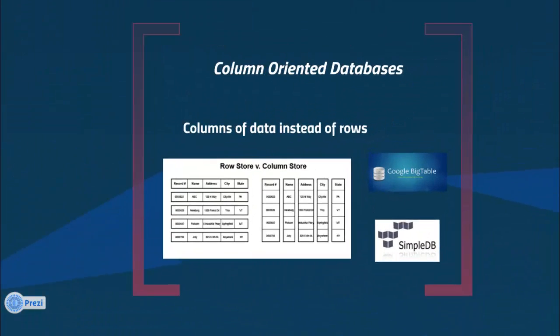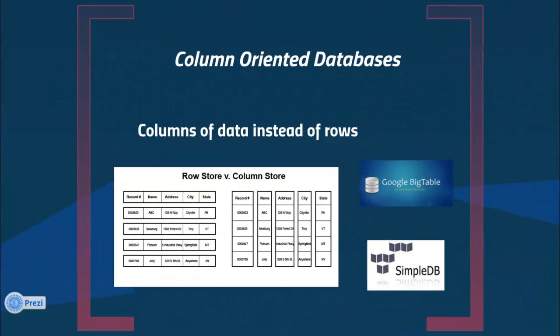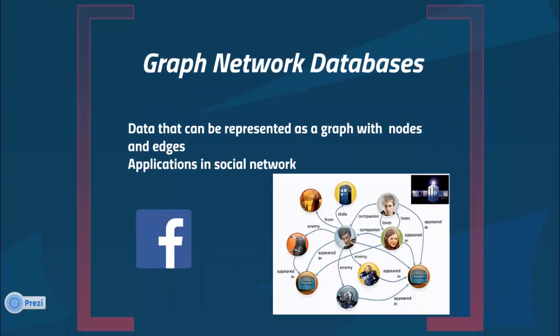Third, we have column-oriented databases. In this system, data are stored in sections of columns, which offers more flexibility and easy aggregation. Facebook's Cassandra, Bigtable from Google, and Amazon's SimpleDB are some examples. Last, we have graph network databases. They are usually used to store data that can be represented in the form of a graph. Such databases can be used in the context of social networks. Both Facebook and Twitter have deployed such databases. Implementations of this type of database include Neo4j and Infinite Graph.